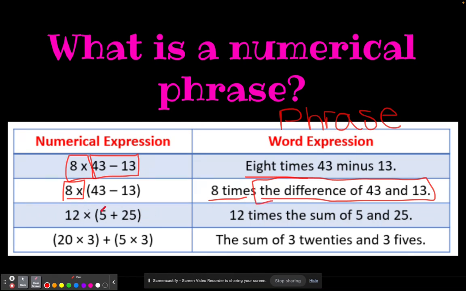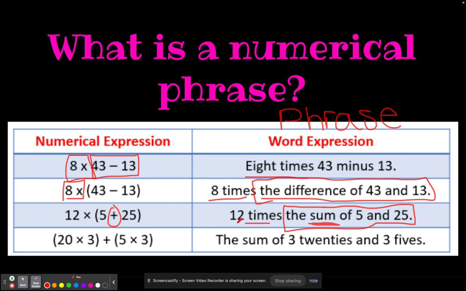Okay. What about this one? 12 times the sum of 5 and 25. See how there's the sum? Sum means to add, right? So I could say 12 times 5 plus 25. But instead of just looking for the word plus, not seeing it and being like, I don't know what this means, the word sum, when you see the word sum, we're finding an addition problem in there somewhere.